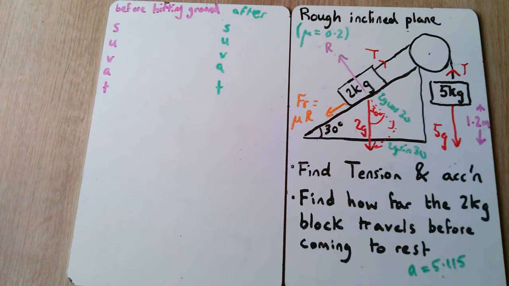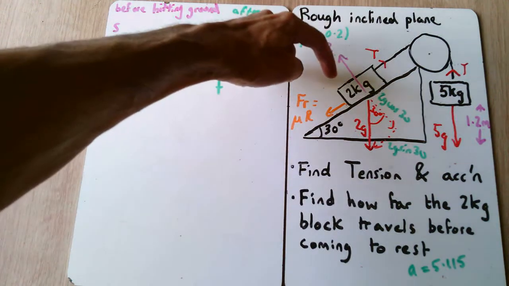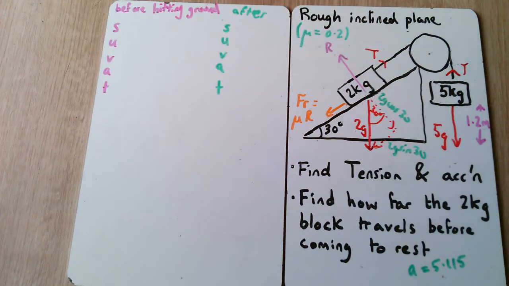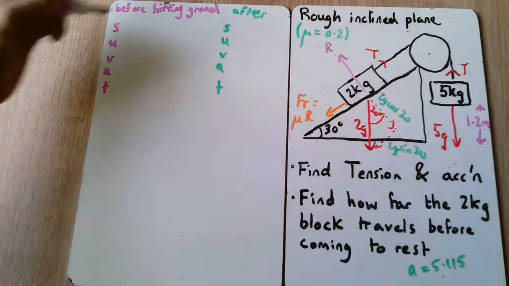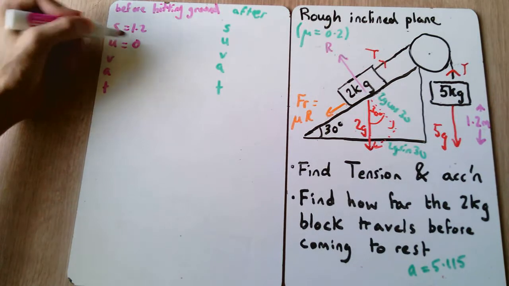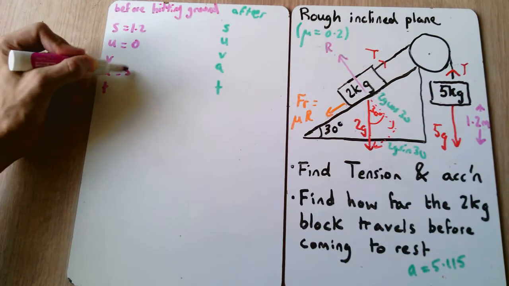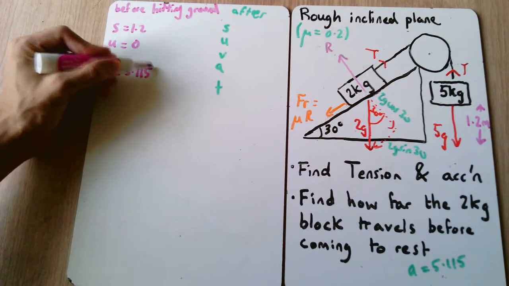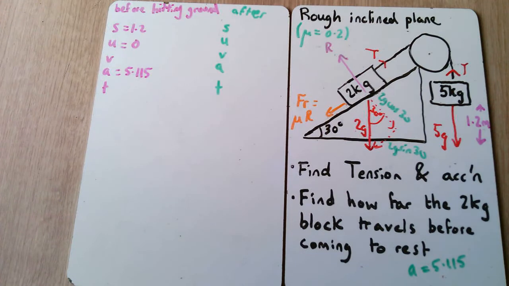S-U-V-A-T. Now, before the 5 kg block hits the ground, it's going to travel 1.2 meters, which means the 2 kg block is also going to travel 1.2 meters. So we can put over here, this is 1.2. The initial velocity is 0, and the acceleration is 5.115. Now, with regard to a two-step SUVAT question, the moment this hits the ground, this has gained speed.